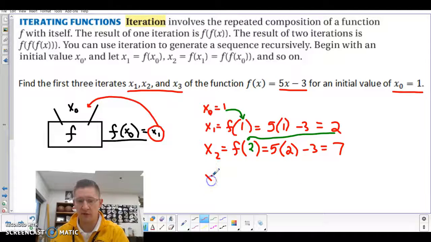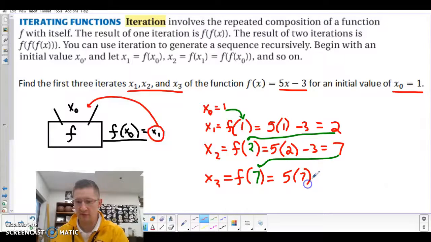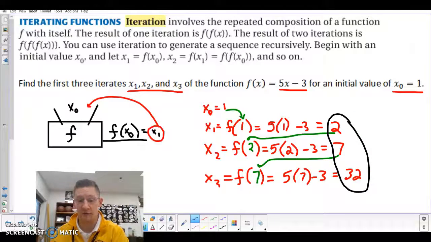Now to find x sub 3, I am going to be finding f of 7, because that was the output of the previous iteration. So plug in 7, and what do I get? Well, 5 times 7 minus 3. 5 times 7 is 35, minus 3 is 32. So there would be the first three iterates of this function with an initial value of 1: 2, 7, 32. That would be the answer I'd be looking for.